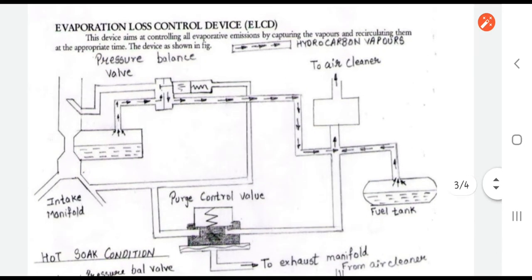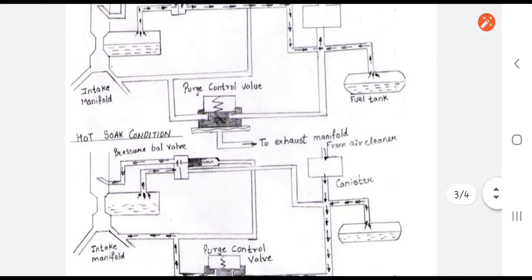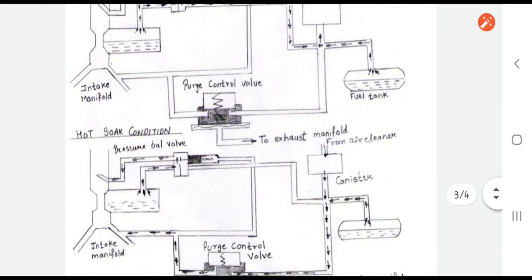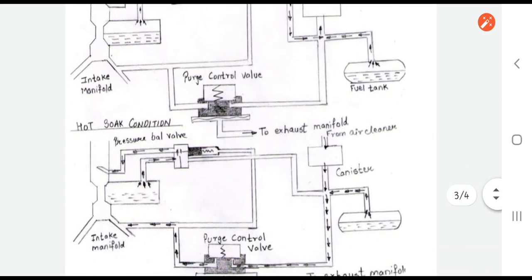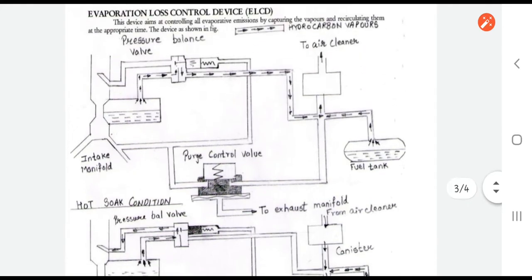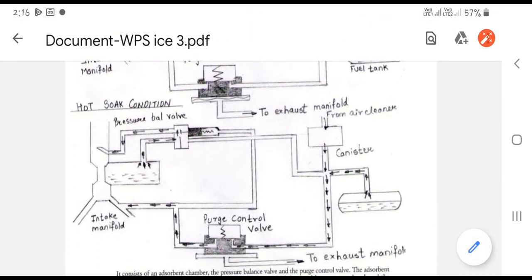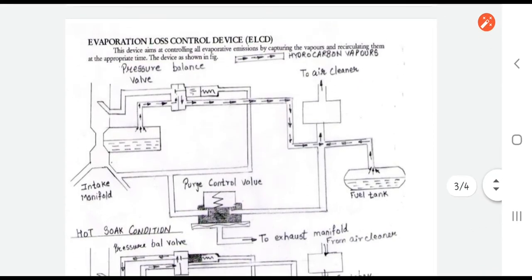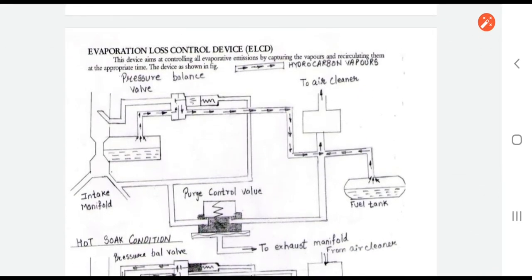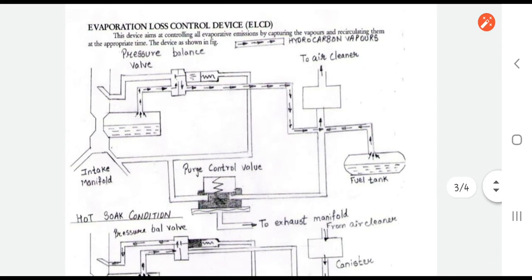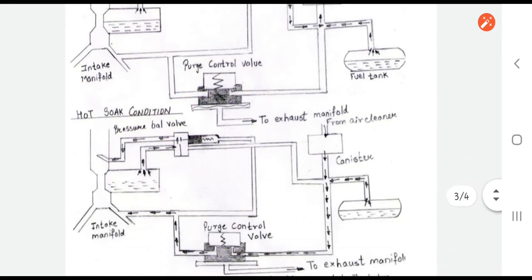So the evaporation loss control device is a device which is used to capture the vapors and recirculate them at the appropriate time. Such a device is called an evaporation loss control device. With the help of these two diagrams, we can indicate the different things which may happen during this ELCD working principle. The main purpose of this ELCD is to capture the vapors and recirculate them at the appropriate time, and this way we can reduce the evaporation loss.